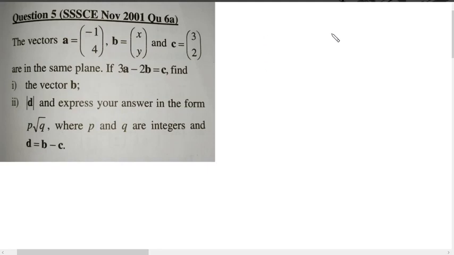Alright, so let's get down to work. We know three vectors. Vector A is (-1, 4). We put a scribble under the A because A is a vector. When you type a vector, it is typed in bold characters, but we cannot do that here, so we put a scribble under it to show that it is a vector. Then vector B is (x, y), and vector C is (3, 2).